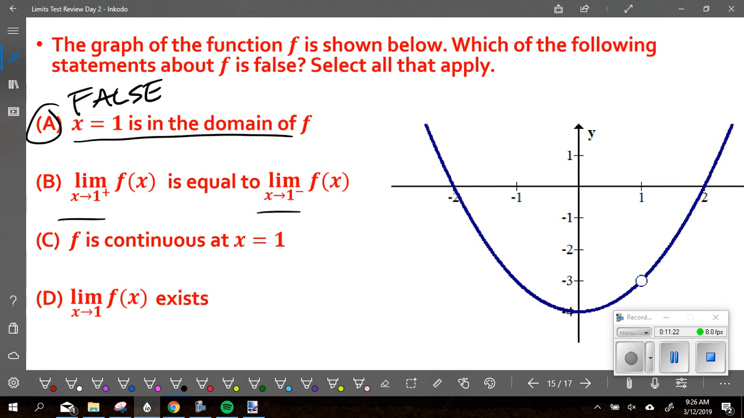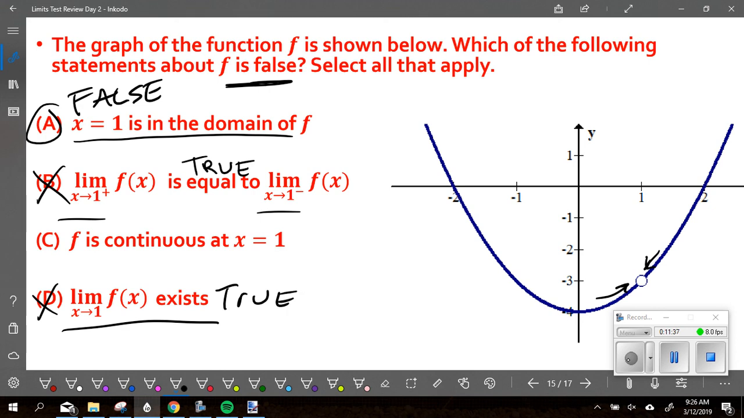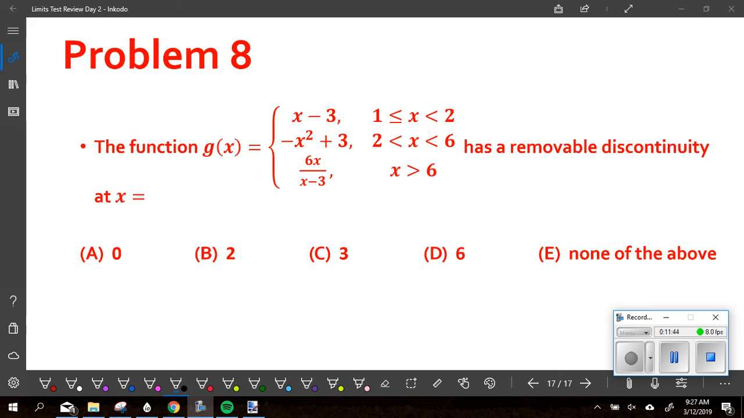The limit as x approaches 1 from the right and the left. Oh yeah, those are equal to each other, which is the same question as D. The limit exists. And so B and D are true. That makes them not an answer to our question of which is false. Is it continuous at 1? No, because there's an open circle. A and C are the answers.